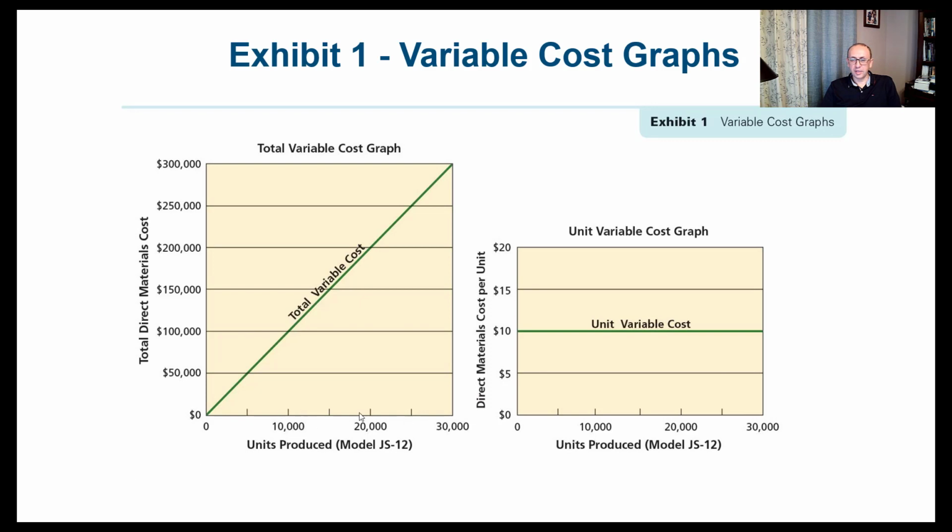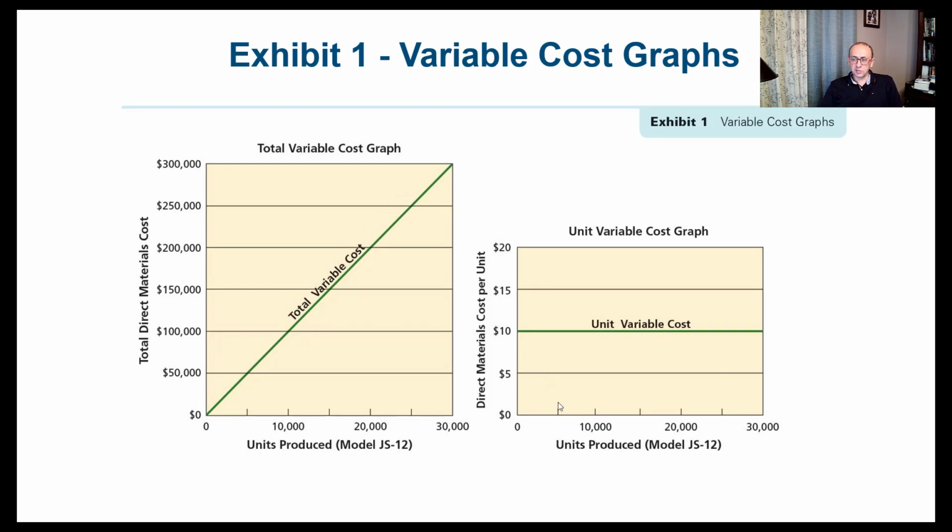Here on the x-axis we have the units produced for that particular model between 0 and 30,000. And here's the total direct material cost. As the number of units produced increases, the total direct material cost would go up. You can see here the relationship is linear, but there's a slope.